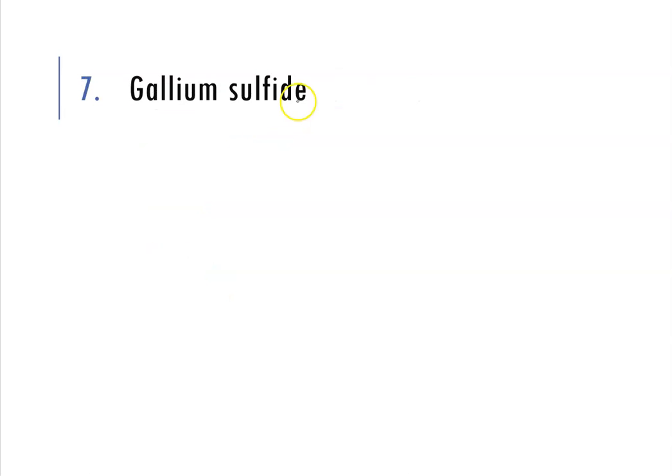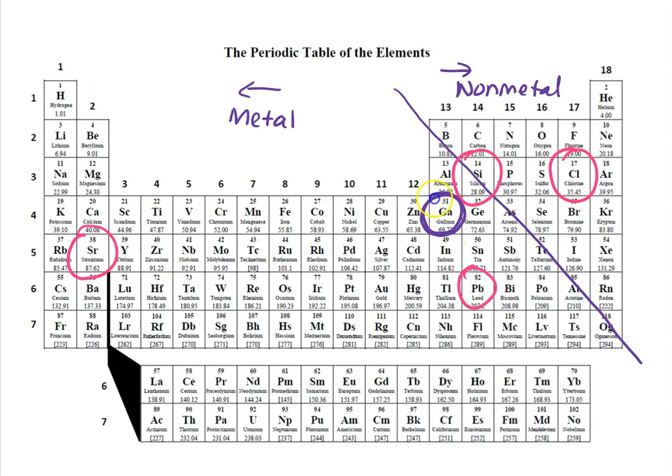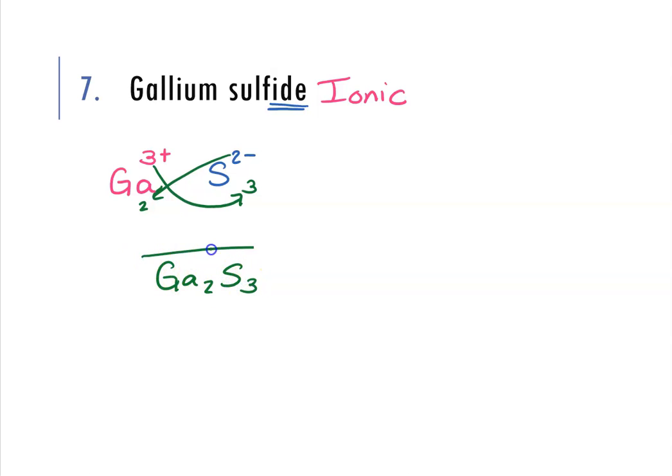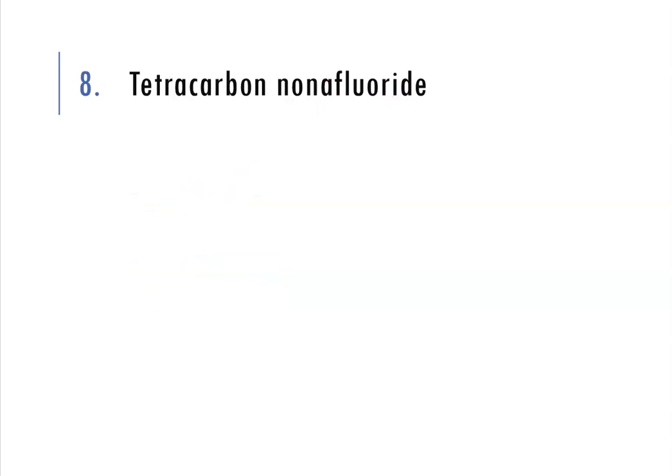Gallium sulfide. This is not an acid, so let's consult our periodic table. Gallium is here, so that's a metal, so that's ionic. Gallium is in group 13, so that's a 3 plus. This ends in IDE, so it's the element form, so that's sulfur, which is in group 16, so it's a 2 minus. Those do not cancel, so we cross 3 here, 2 here. No polyatomic ion, so I don't need parentheses. Ga2S3.